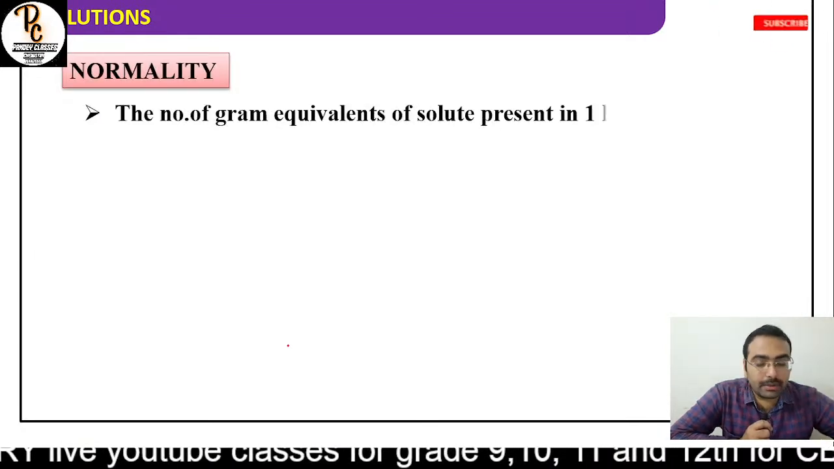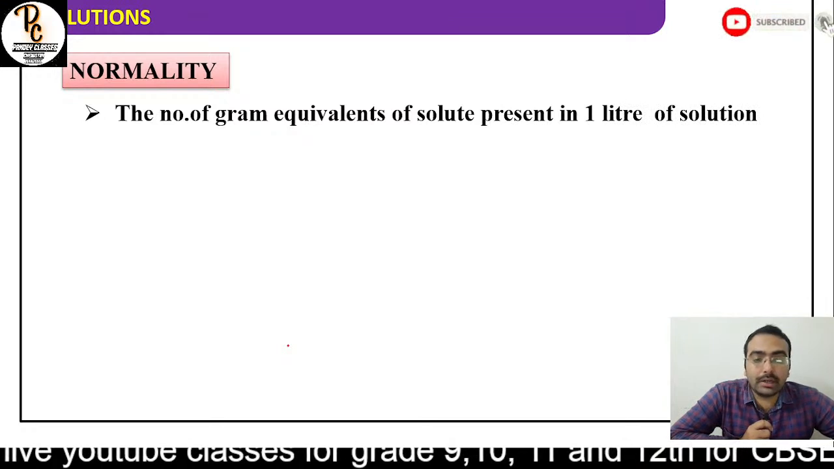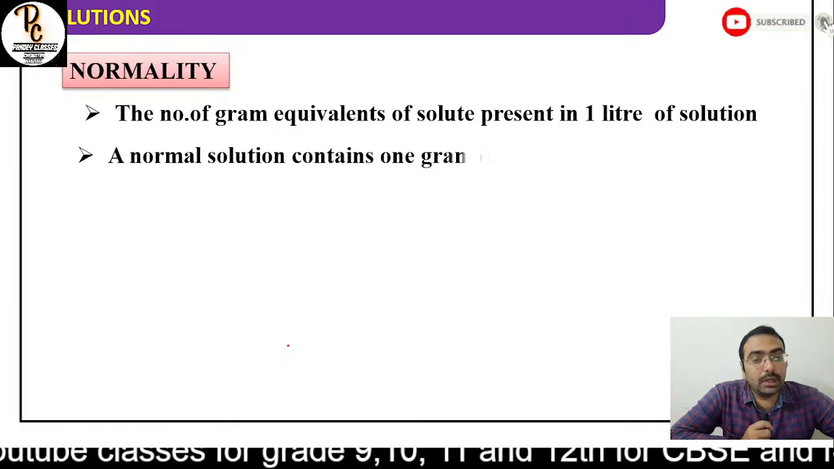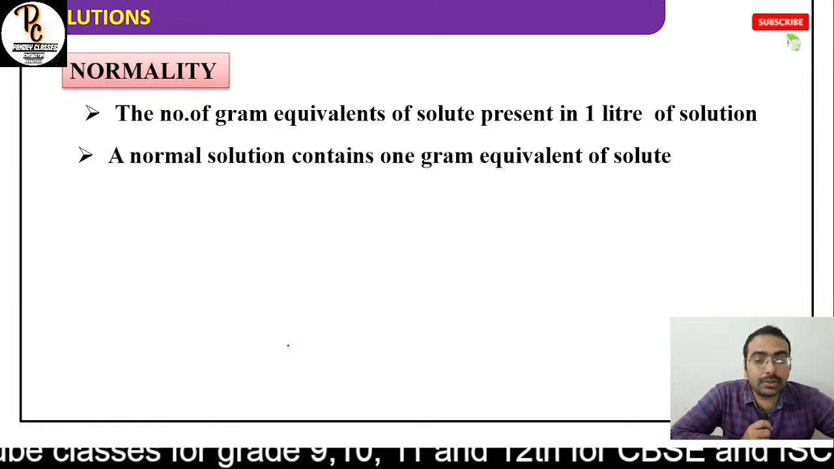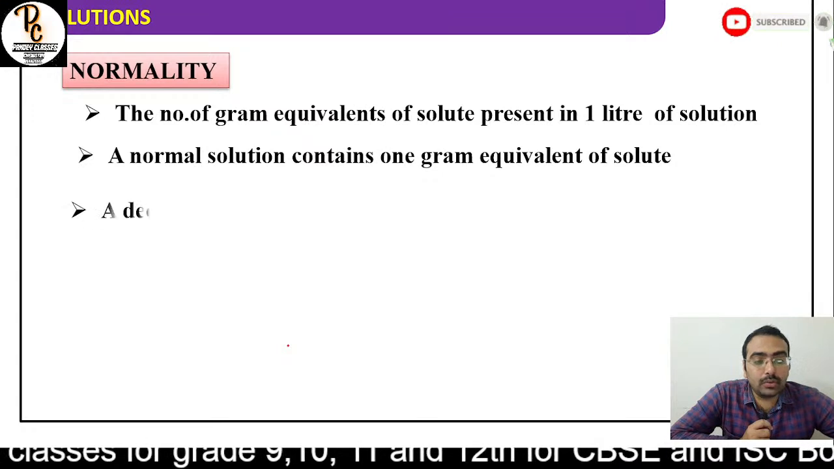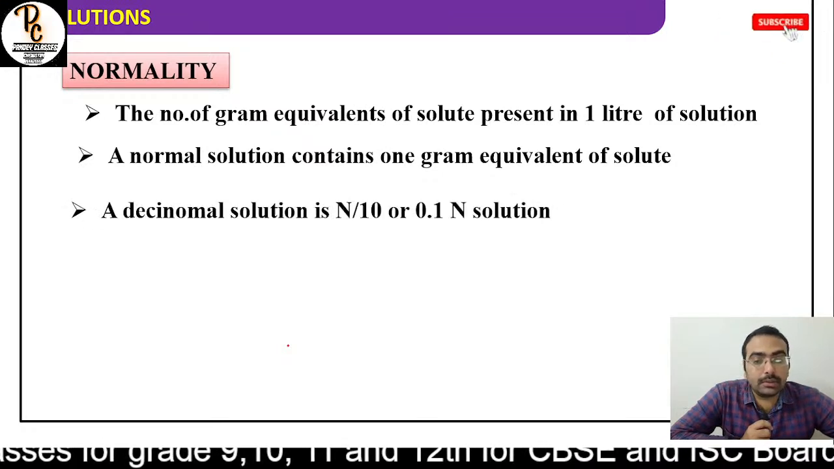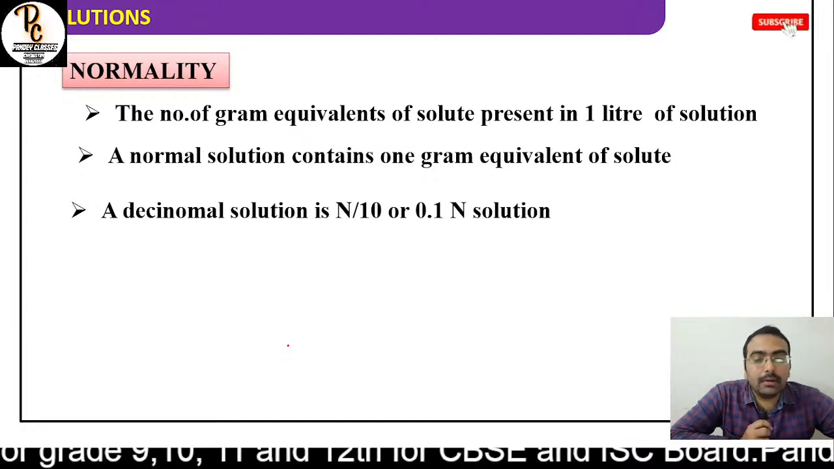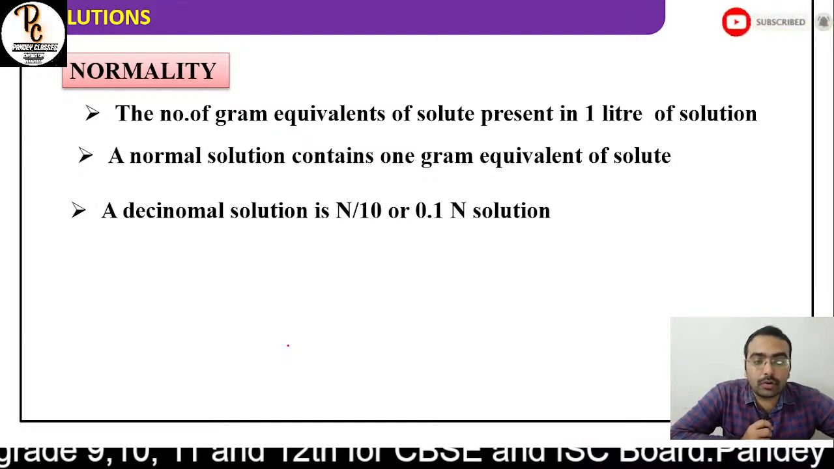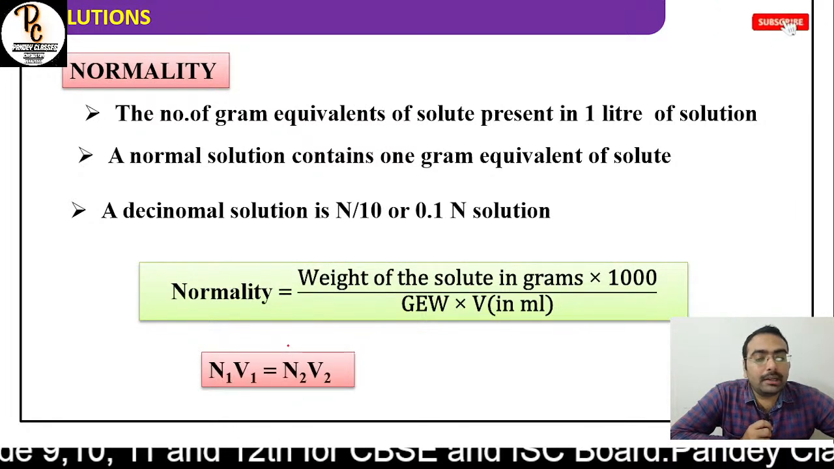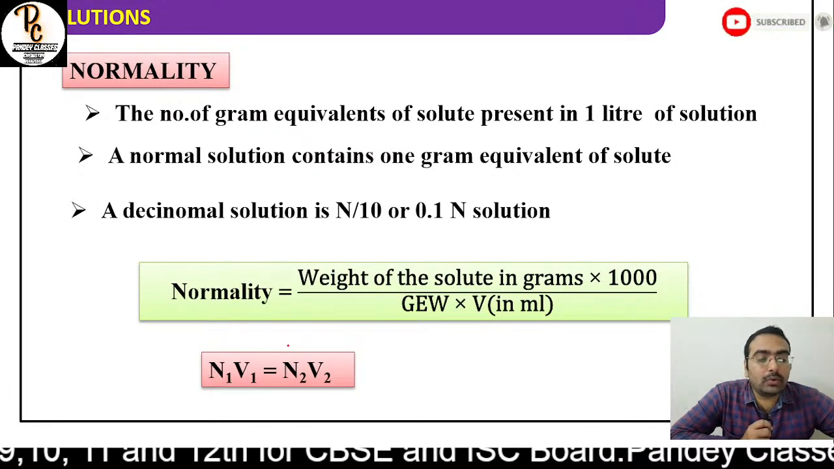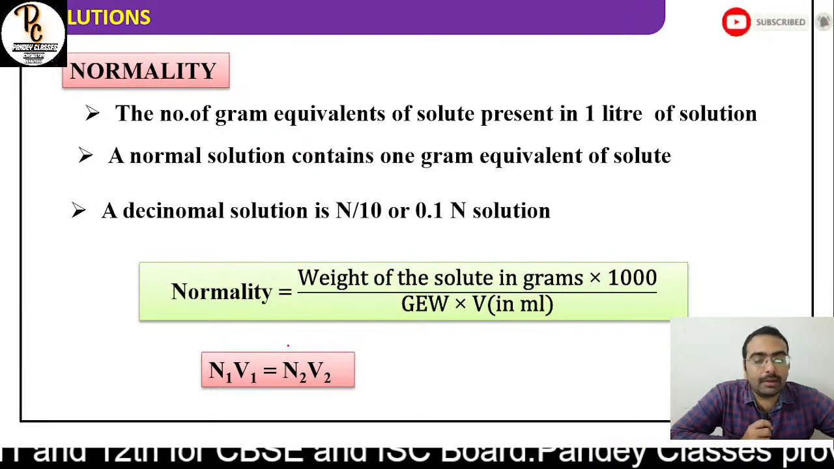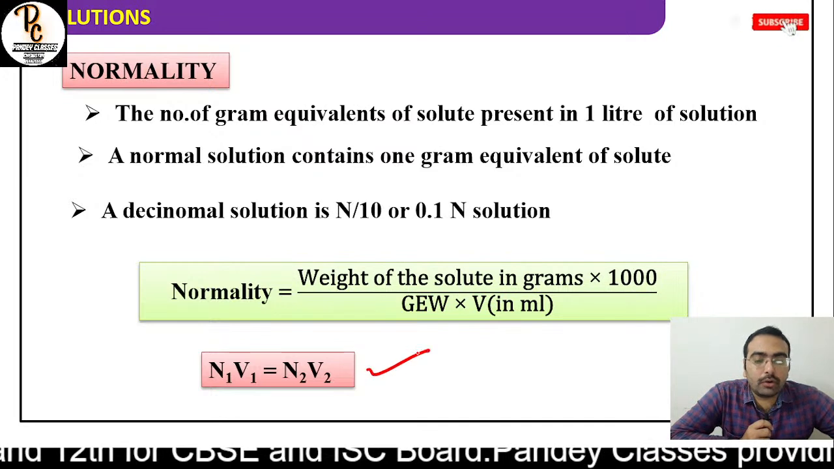Normality. So what is normality? Normality is the number of gram equivalents of a solute present in 1 liter of the solution. A normal solution contains 1 gram equivalent of solute in 1 liter of the solution. A decinormal solution is N by 10 or 0.1. The same prefixes we used for molarity. Then normality is the weight of solute in grams into 1000 upon gram equivalent weight into volume in ml. And this is the normality formula.